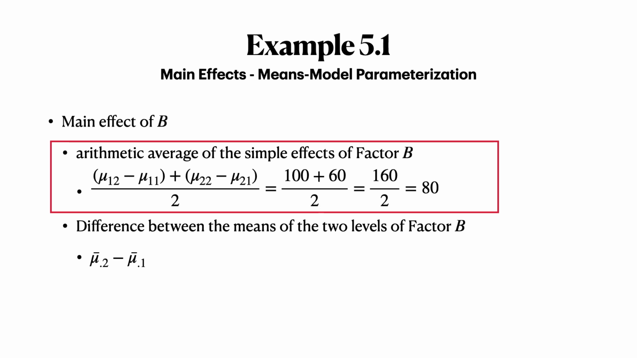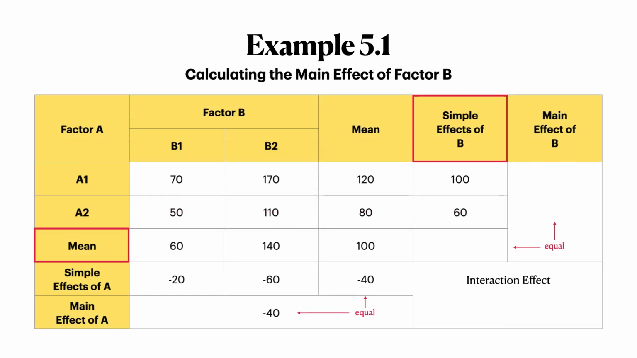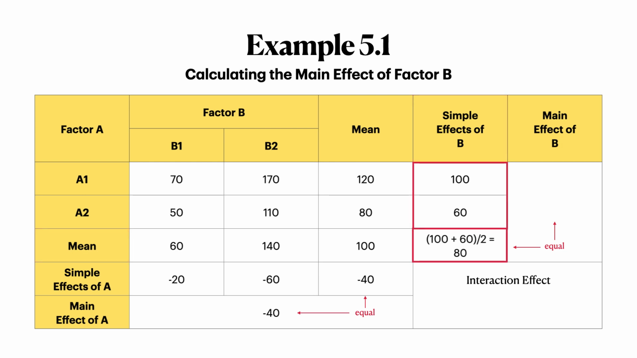Similarly, we can calculate the main effect of B first as the arithmetic average of the simple effects of factor B. The simple effects of factor B were found to be 160, and so when we average those, we get 80. All right, this also has a particular location in our two-way table where it's going to go. We're calculating the mean of the simple effects of B, and so that's going to go in that cell right there. So the mean of 160 is 80.